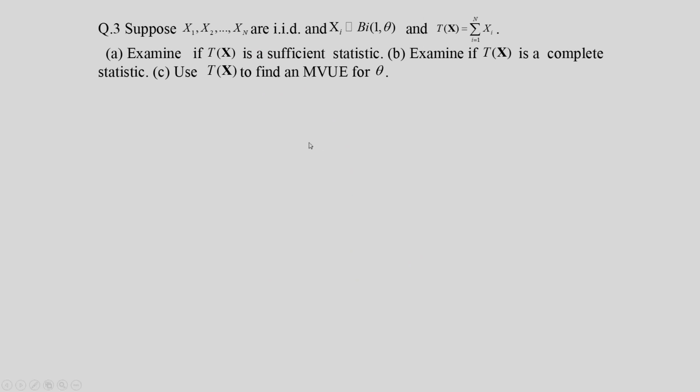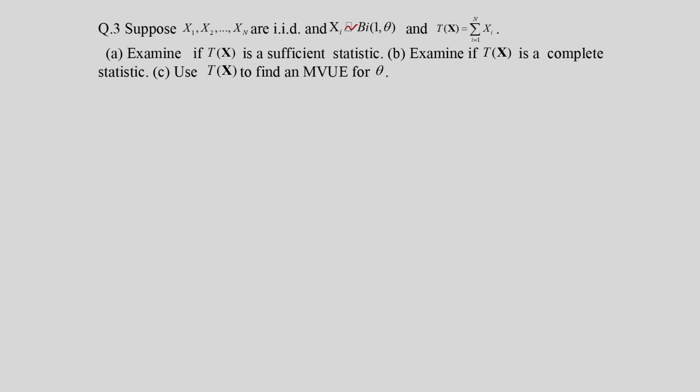Next question is, suppose x1, x2 up to xn are IID and xi is distributed as Bernoulli with parameter 1 and theta, that is binomial with parameter 1 and theta, which is the same as the Bernoulli distribution, and Tx is equal to summation xi, i going from 1 to n. Examine if Tx is a sufficient statistic and if Tx is a complete statistic. Use Tx to find an MVUE for theta.